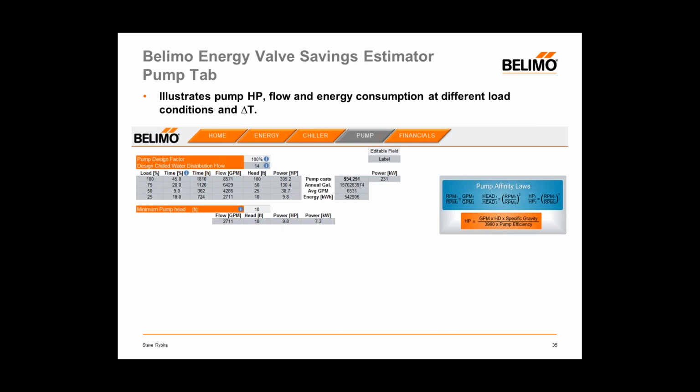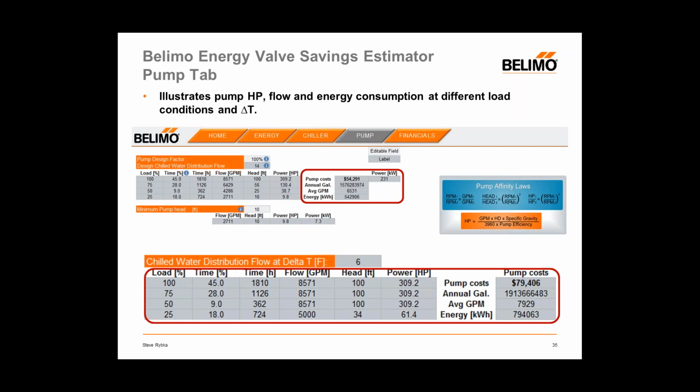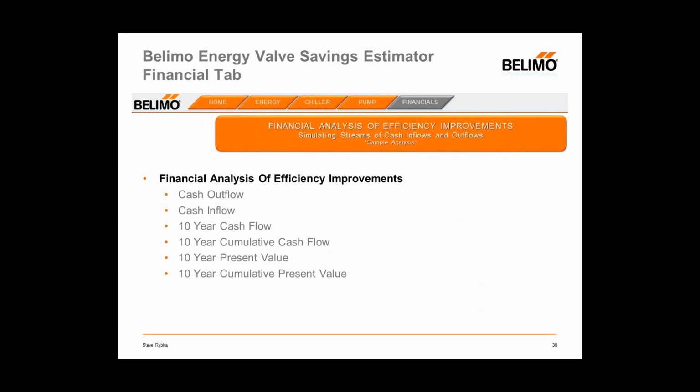We have a pump tab that's going to illustrate pump horsepower, flow, and energy consumption at different load conditions and at different delta T's. And finally, we have a financial analysis tab that's going to provide financial information based on energy efficiency improvements that you've made at the central energy plant by improving the delta T.